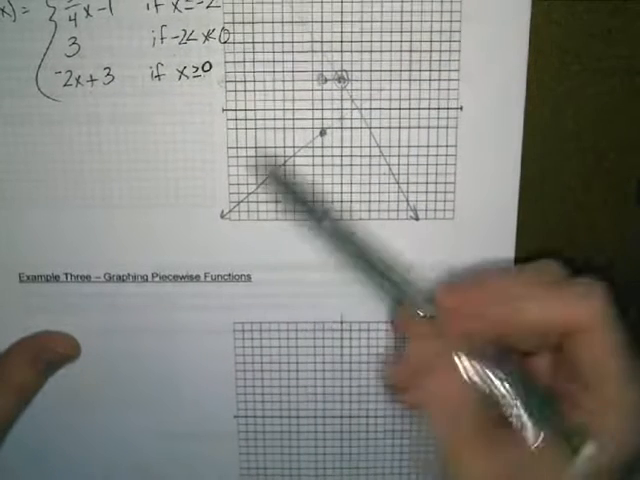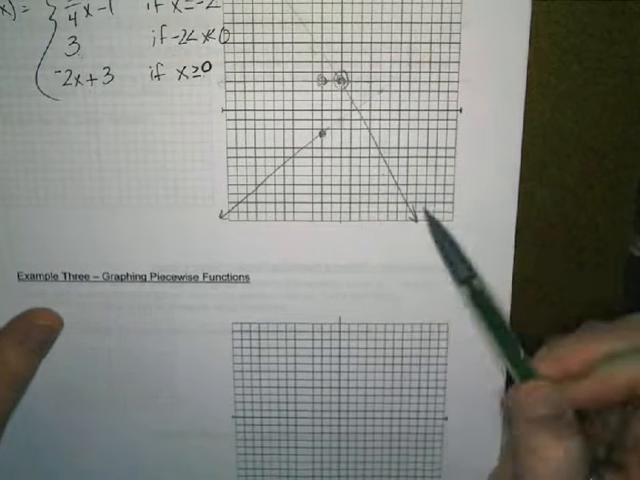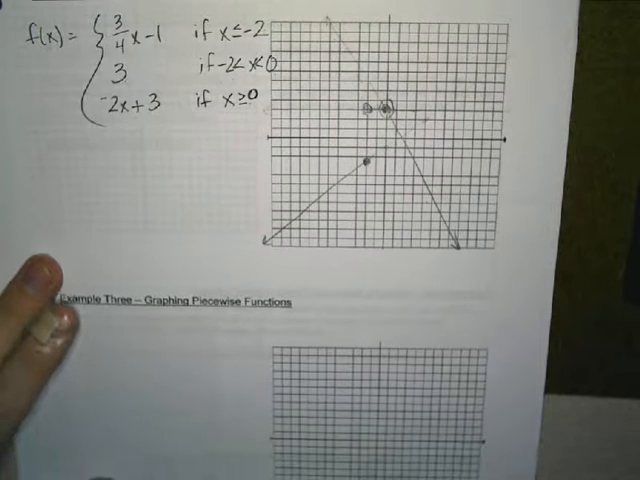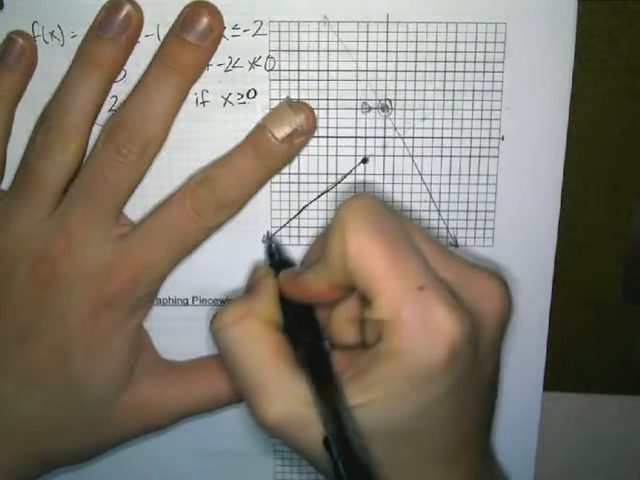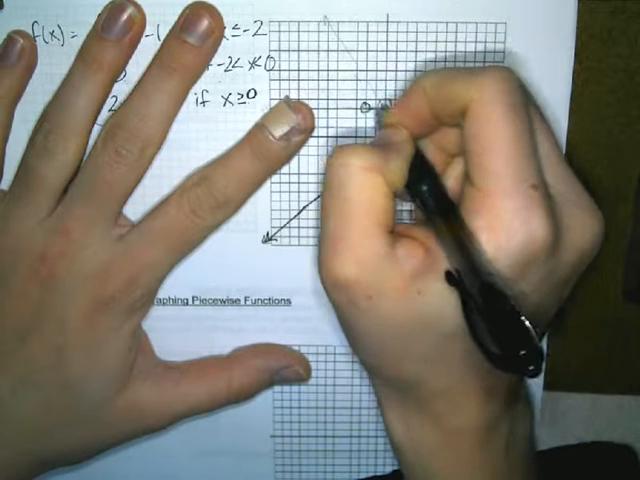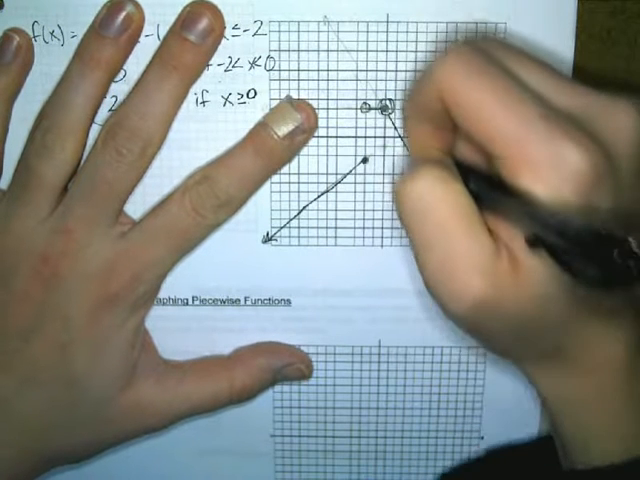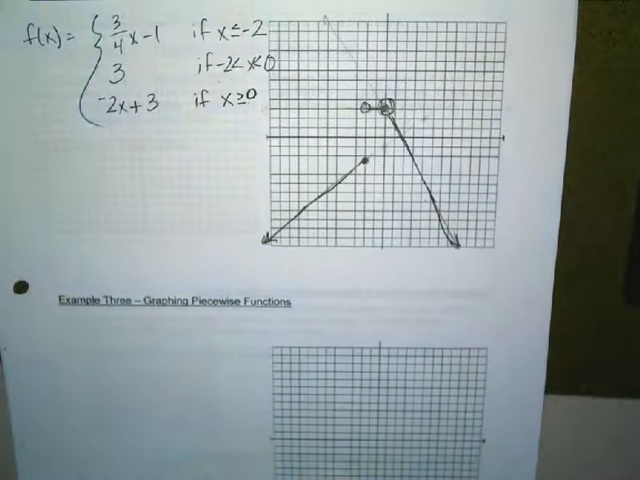Also, that where one line stops, the other line picks up. So that should happen every single time. I'm going to go ahead and darken this a little bit. Okay. That should be your graph.